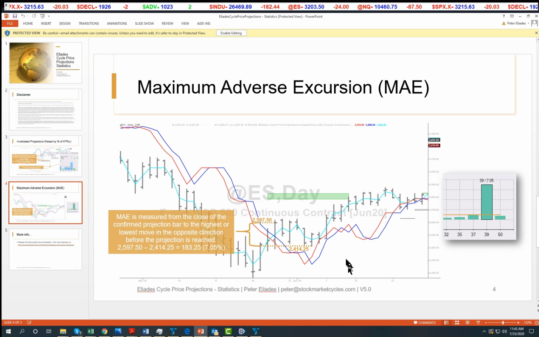Obviously, for a downside projection, it would be the exact opposite. You want to know how much does that move against you to the upside. But that's what our next group of statistics shows you. In this case, it's 25.9750 minus the 24.14 1/4. This distance right here equals 183.25. You divide that by the closing price where you could have bought, and that shows 7% was the maximum adverse excursion. Okay?